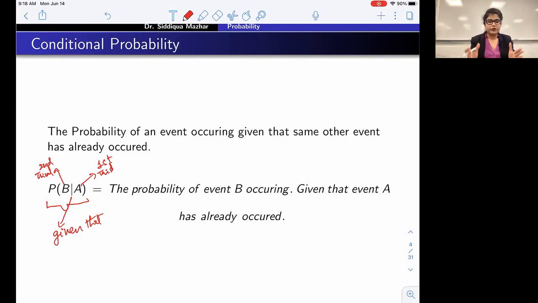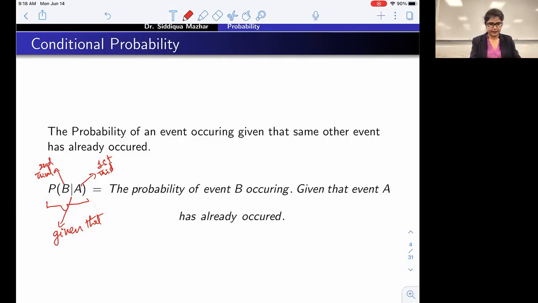You need to find out whether my second experiment is being affected by the first experiment or not. So there we need conditional probability. There is a condition on it: what has happened before and what is happening now. So this is how you will write the conditional probability. It means the probability of event B occurring given that A has already happened.